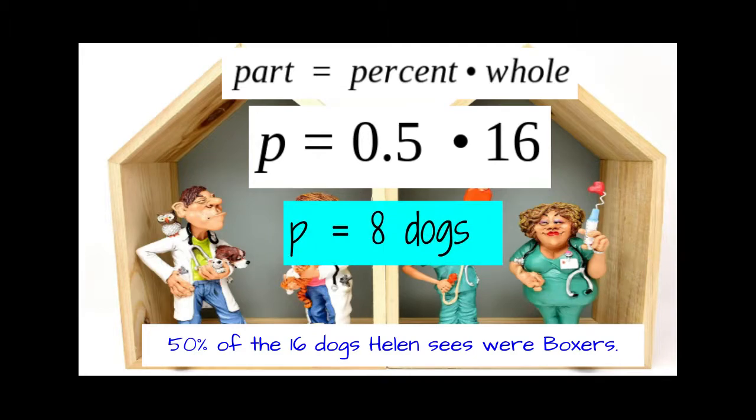You should get 8. Now I want you to think about this. 50% is half of 100, right? 16, what's half of 16? Oh, it's 8. So that's why it's 8 dogs. It's half of the whole amount.